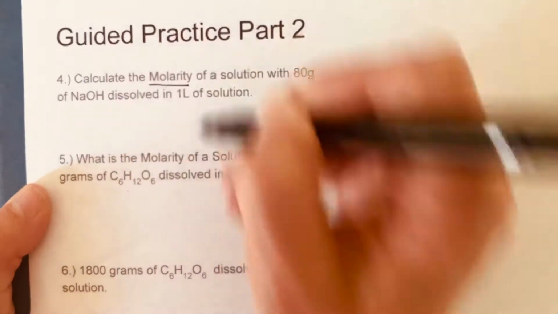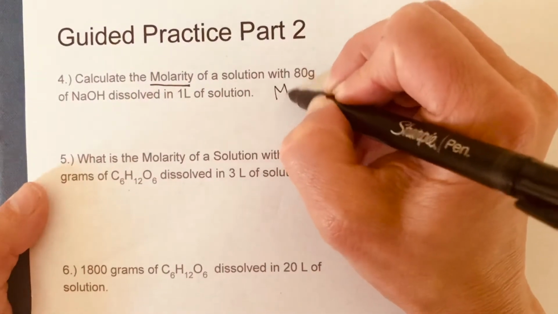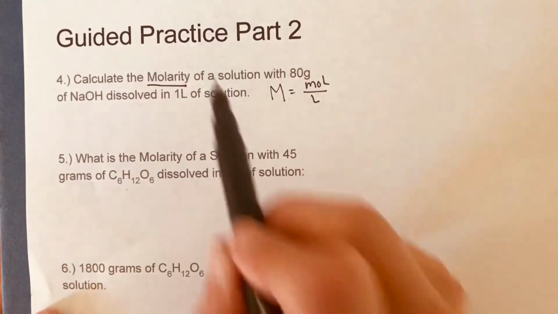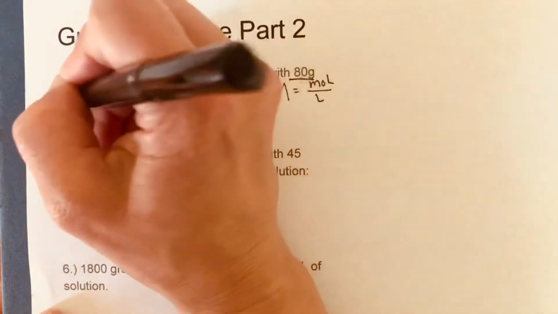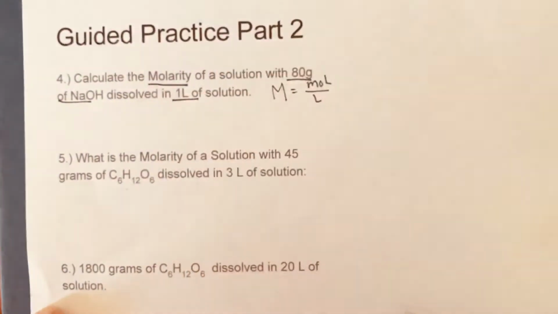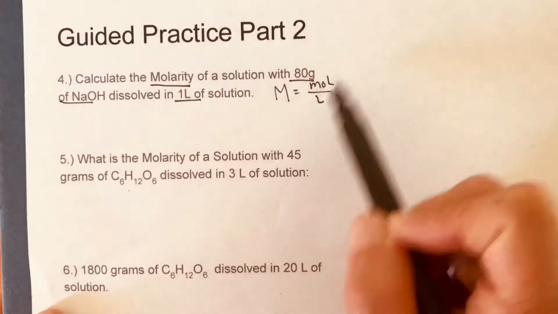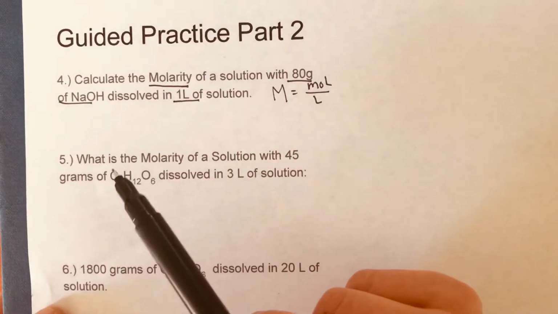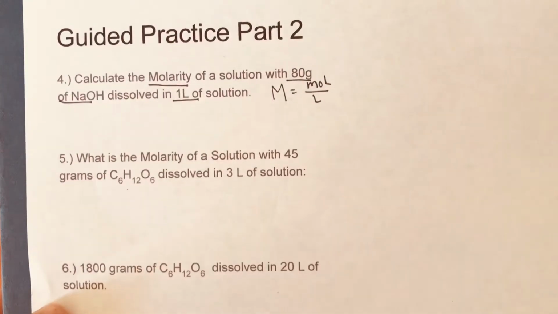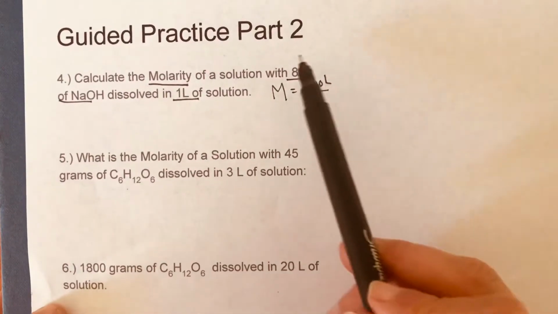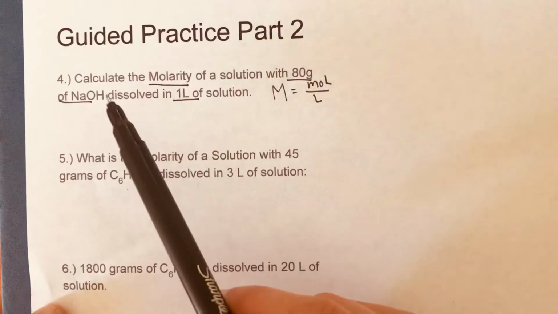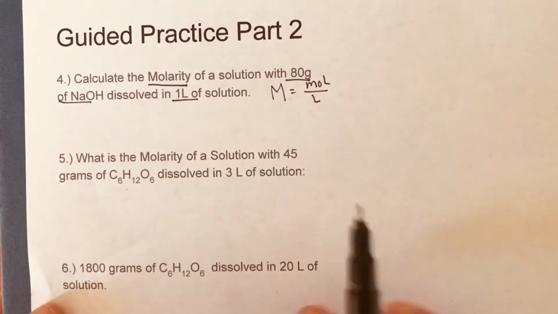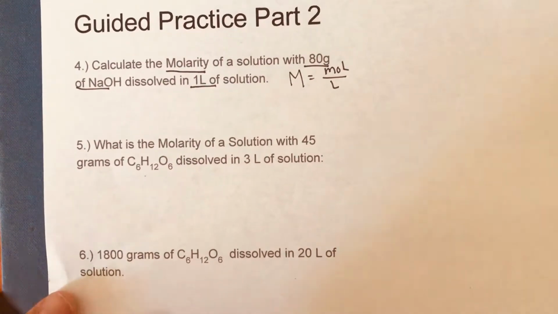So we already know that when we calculate molarity, we need our moles divided by our liters of a solution with 80 grams of NaOH dissolved in 1 liter of solution. So the big difference between guided practice 2 and guided practice 1 is that in guided practice 2, we're starting in grams instead of in moles. So I need to convert from grams of NaOH into moles of NaOH in order to be able to plug into this equation. And I'll give you guys a refresher of how to do that.